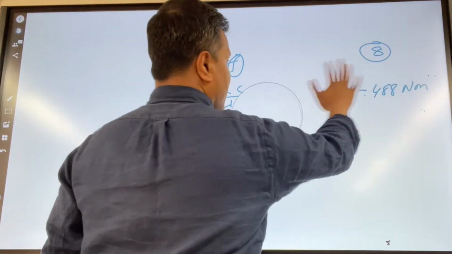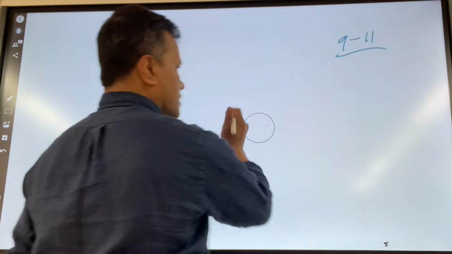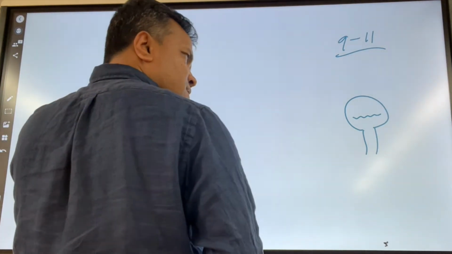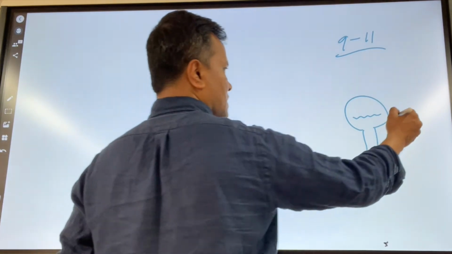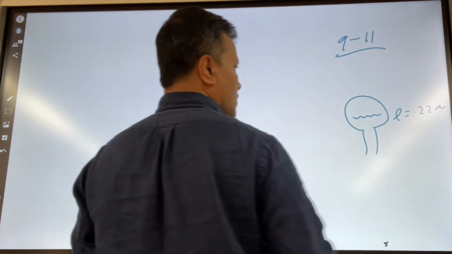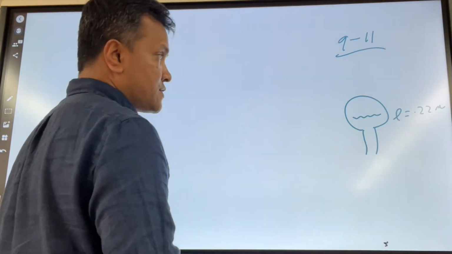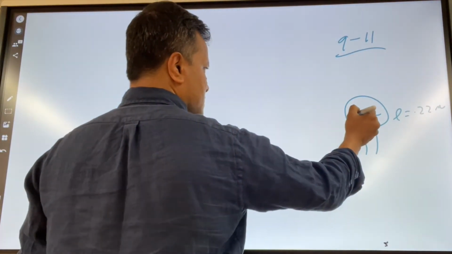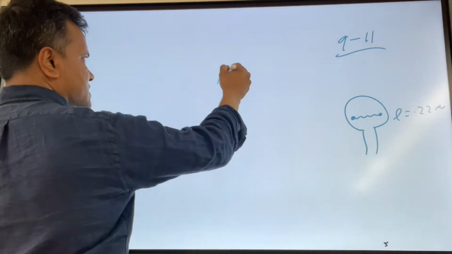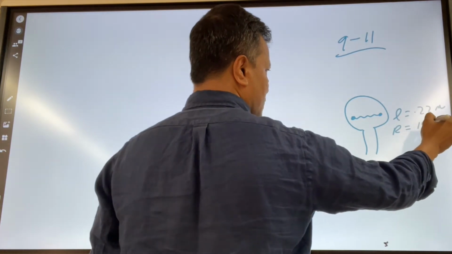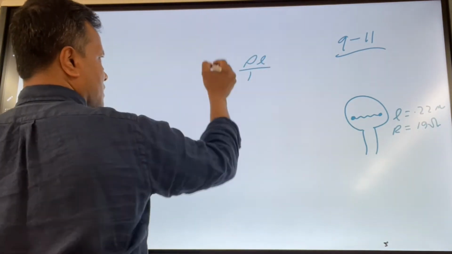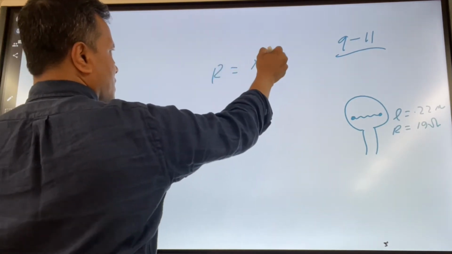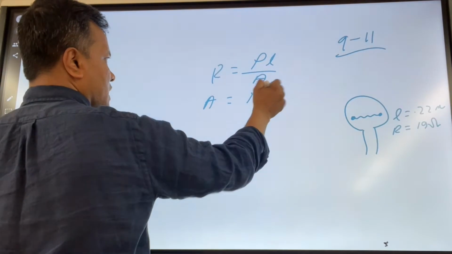Problem number 9, 10, and 11 are the same problem. For 9, I give you a bulb. In the bulb there is the tungsten, there is a filament. So the length is, let's say, 0.22 meter. With this, I want to find the cross-sectional area. So the cross-sectional area would be this. Let me also give you the resistance. Resistance is 19 ohms. Resistance is rho L over area. So area is rho L over resistance.